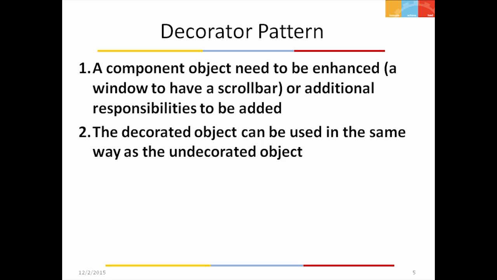So another requirement is that the decorated object, meaning that in this example the window with a scroll bar, can be used in the same way as the undecorated object, meaning that wherever I was using a window, instead of a simple window, I should be able to use a window with a scroll bar. So I can always replace the window with a scroll bar window. So I can actually use new decorated objects.